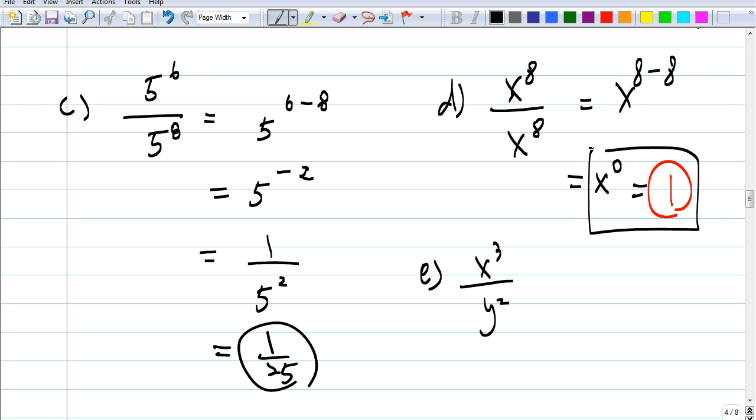Why not? Leah? Because the rule requires the base to be the same. Excellent. The rule requires the base must be the same. You can't just subtract the exponents. Does that make sense? So a lot of you got it right. Very good. Sit down. Good job.